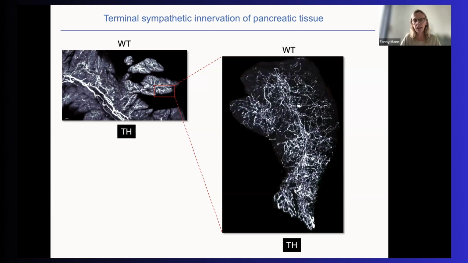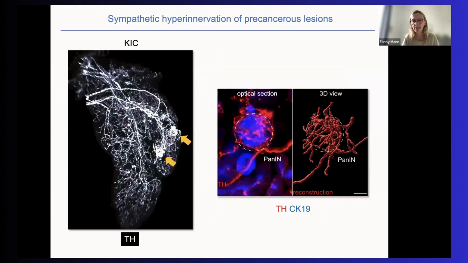Here we can zoom in on the pancreatic lobule to have a look at this terminal innervation of the exocrine pancreas. And you see that the parenchyma of the pancreas is full of this dense and ramified network of individual sympathetic axons. Interestingly, when we look at this terminal innervation of the exocrine pancreas in KIC mice, we observe regions like this one, hotspots of sympathetic innervation that we don't see in control organs.